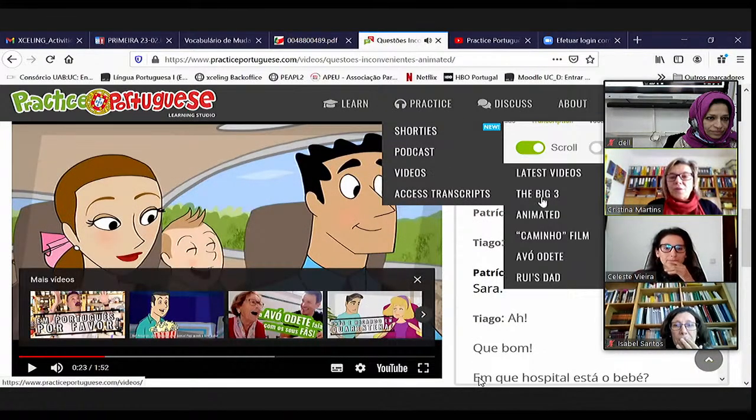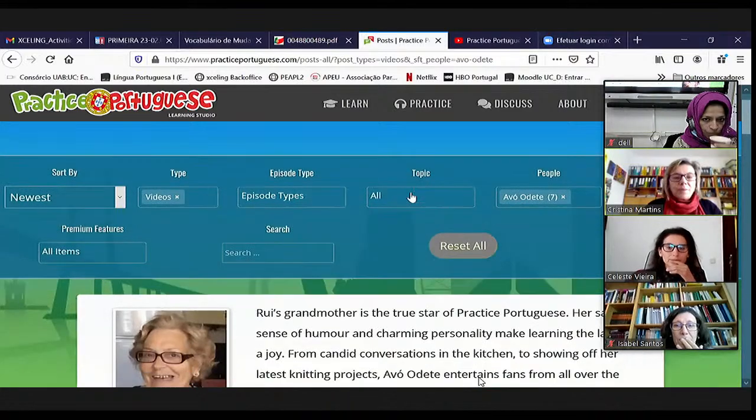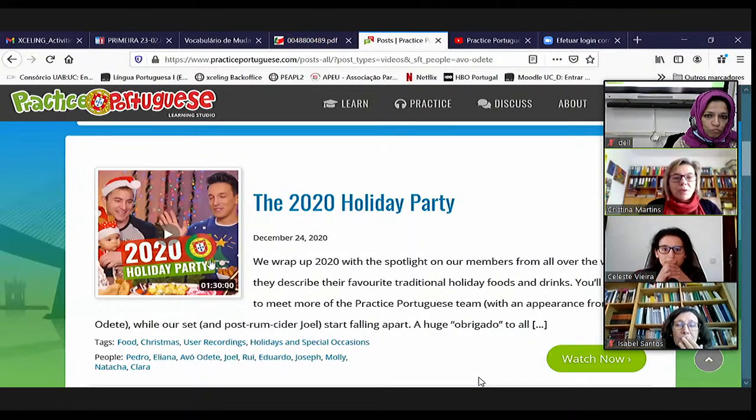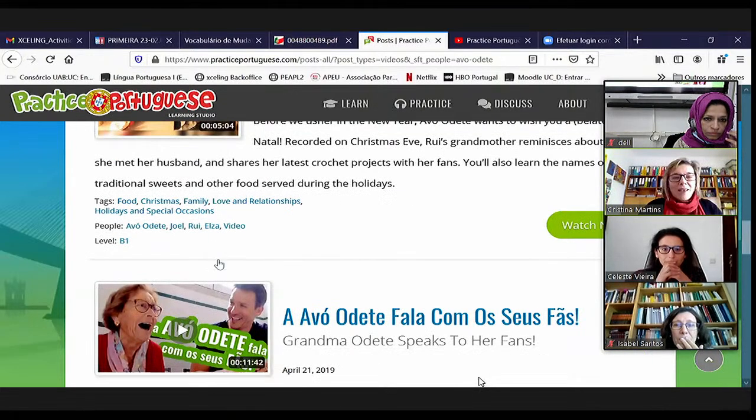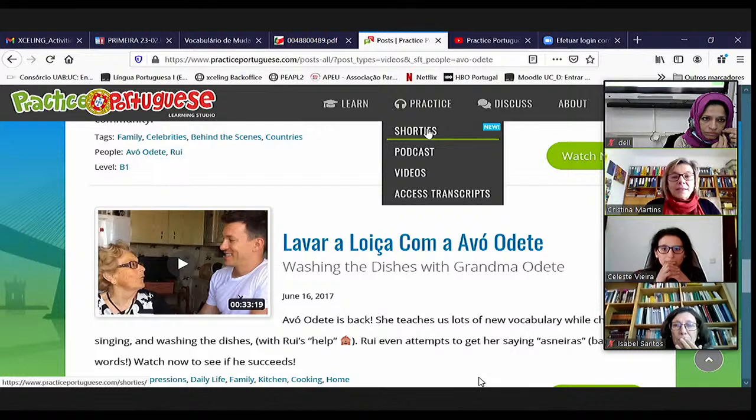There are also videos featuring members of Rui's family, namely Avó Odette, which is his grandmother. And you can find Avó Odette in different day-to-day situations. This is one of them, a very long video on doing the dishes. So very practical, day-to-day situations. And the Shorties is a new feature they have added recently.